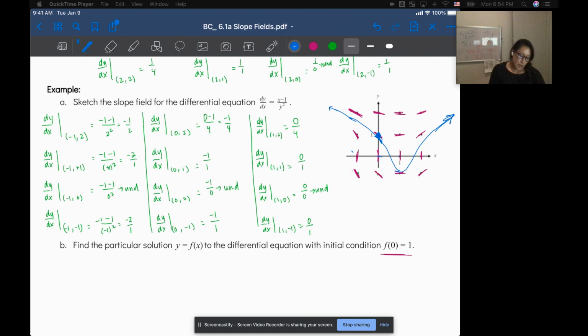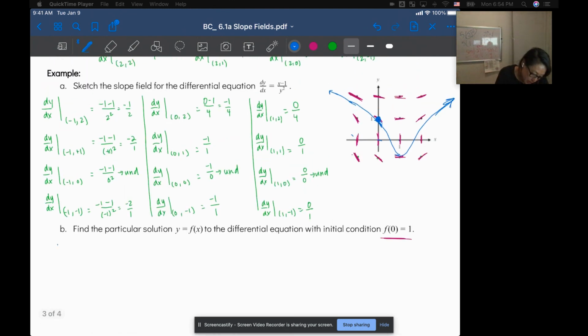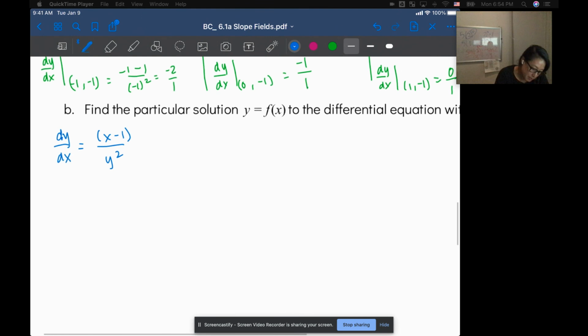Okay, so what we're going to do is use our separate and integrate, because we can actually solve this one again, and then I'm going to show you your present. Okay, so our differential equation is dy over dx is equal to x minus 1 over y squared. Okay, time to separate and integrate. We have y squared dy is equal to x minus 1 dx. We will integrate now.